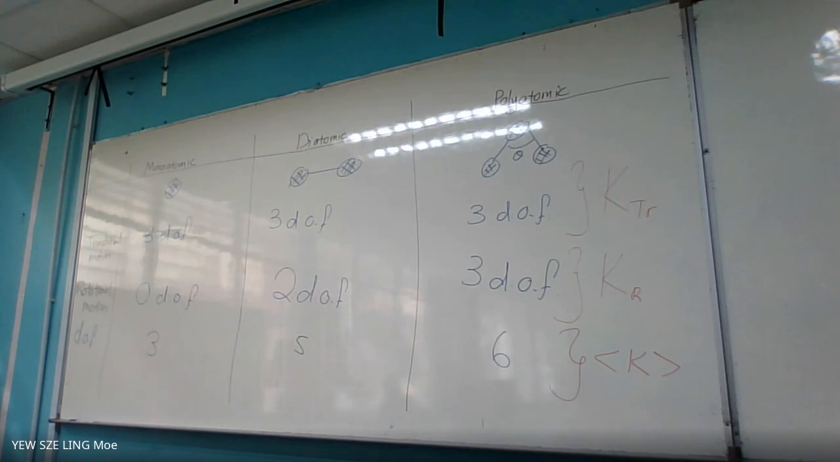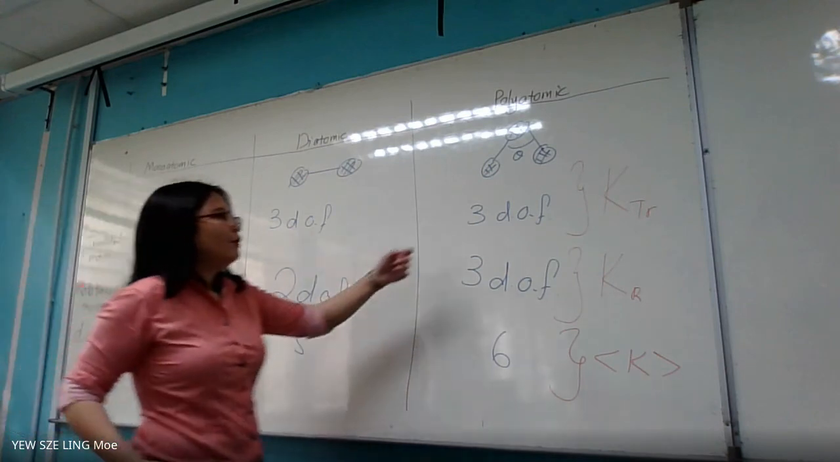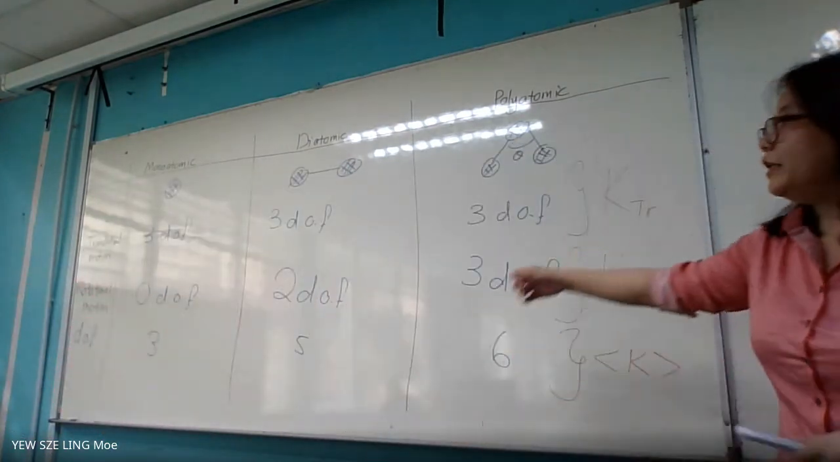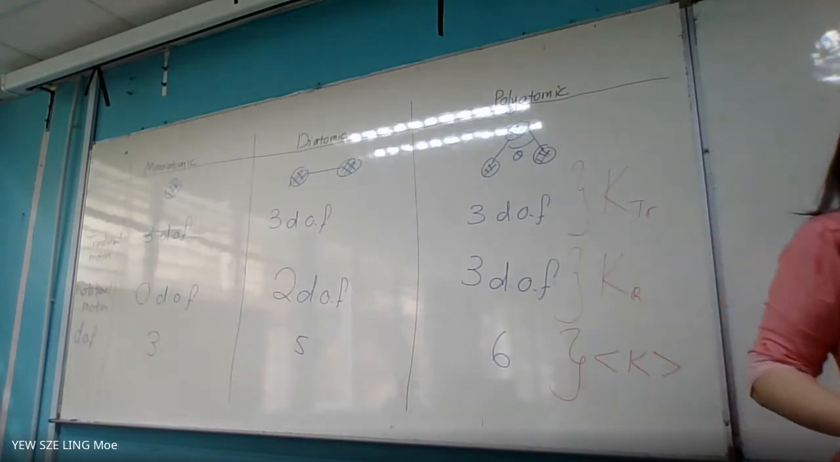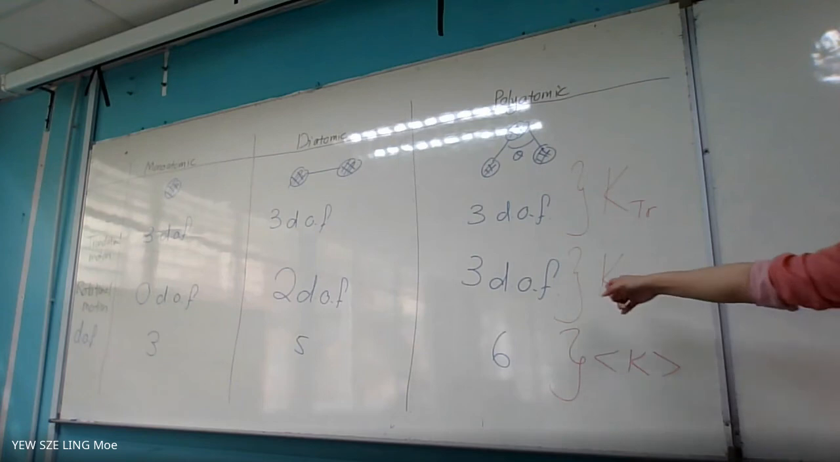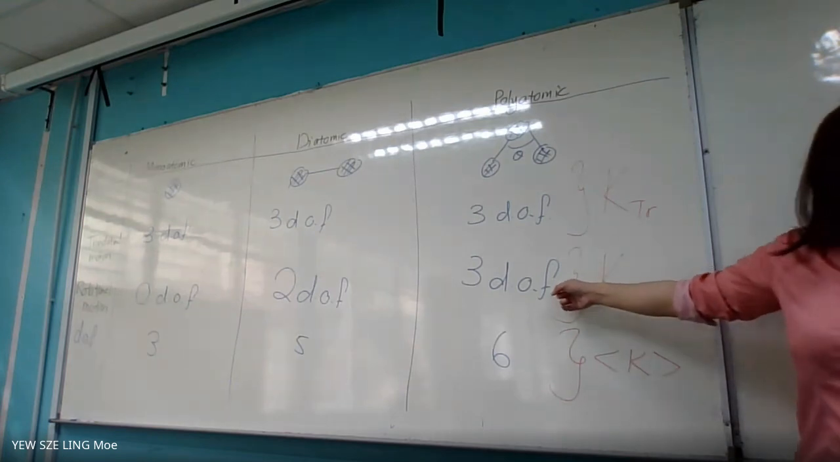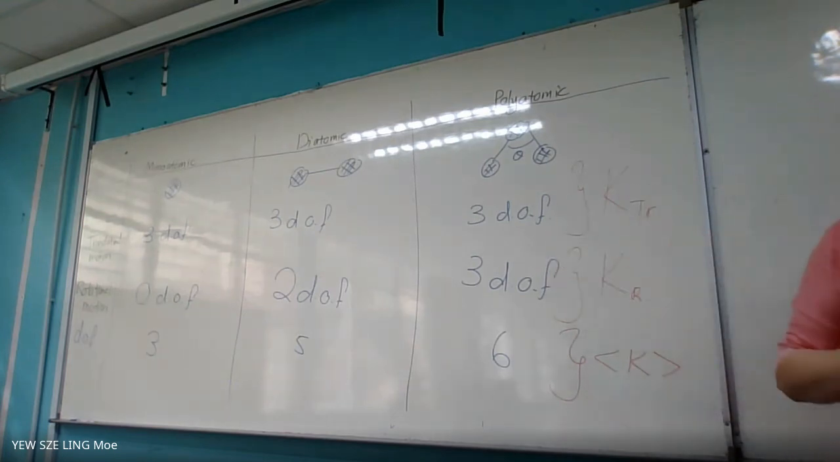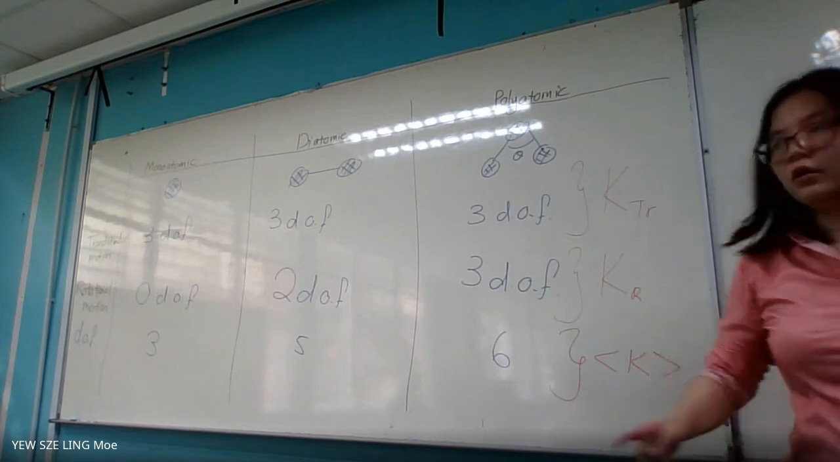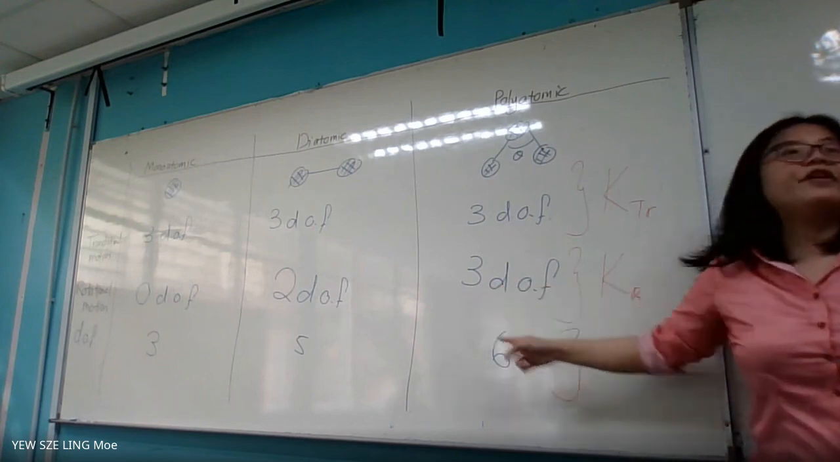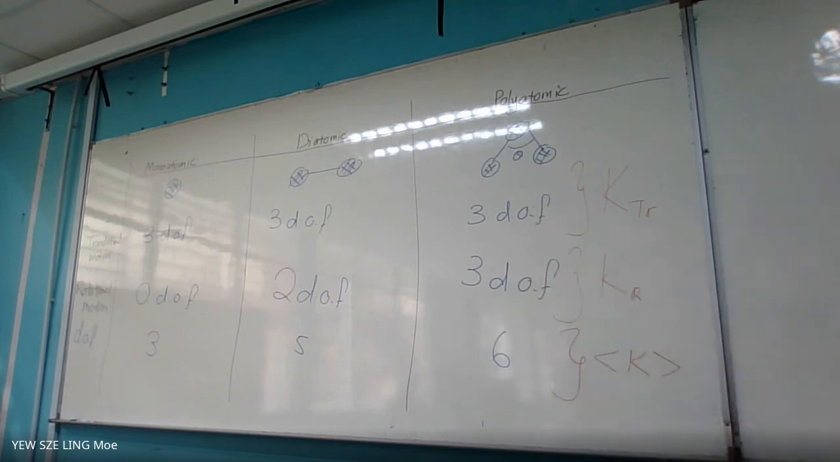If the question mentions translational kinetic energy, then you use the degree of freedom for translational motion. If the question asks you to calculate rotational kinetic energy, then you use the degree of freedom for rotational motion. But if the question asks you to calculate total average kinetic energy, then you use the total degree of freedom from both types of motion.